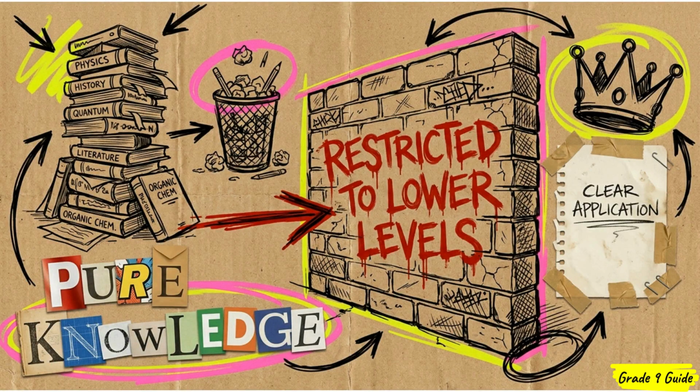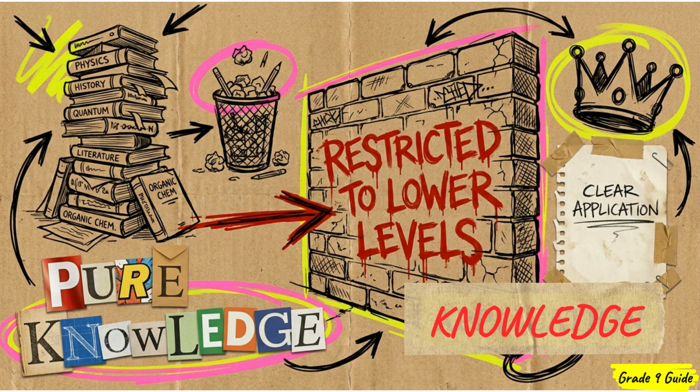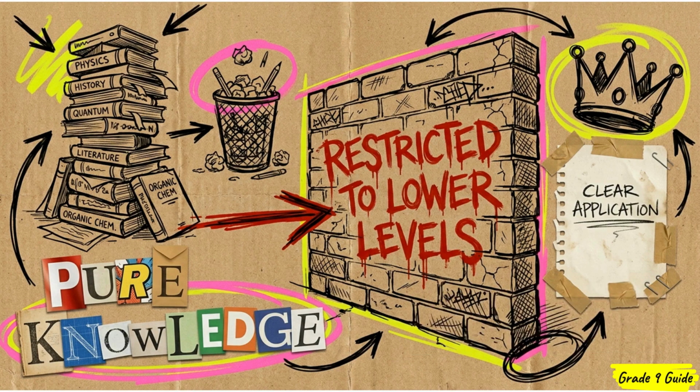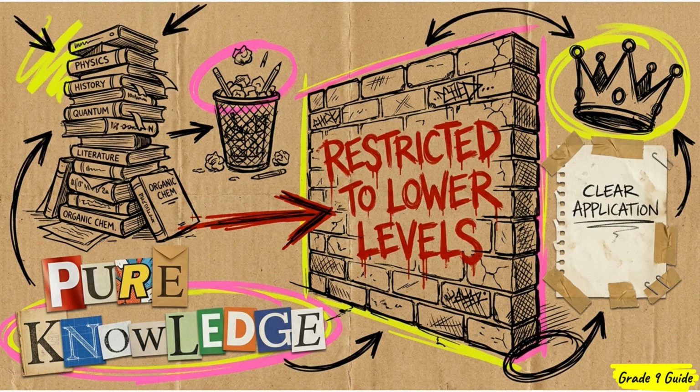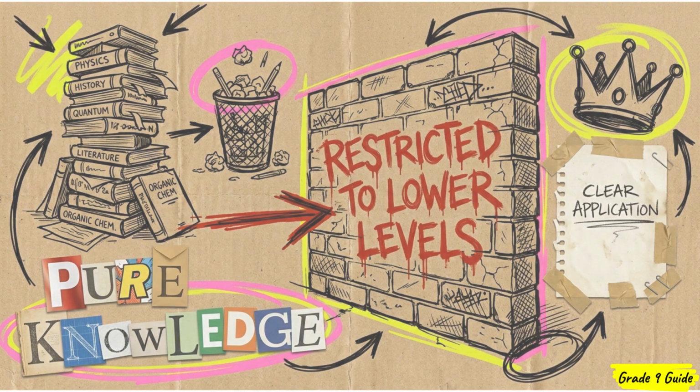Here's the thing nobody tells you. It's not about how much you know, it's about how you apply it. If you just dump pure knowledge without clear application, the mark scheme keeps your answer restricted to lower levels, no matter how accurate your facts are. And the terrifying part? You are almost certainly triggering this trap right now, on every single extended answer you write.